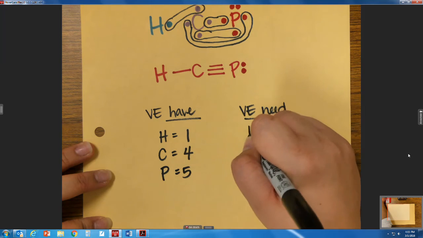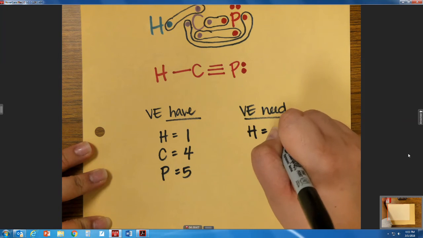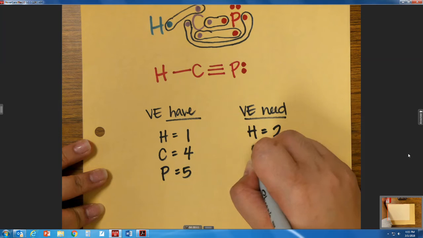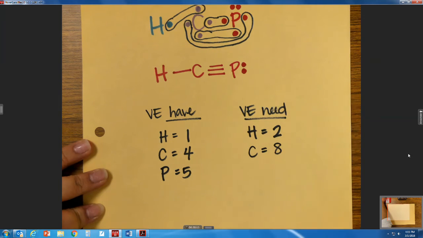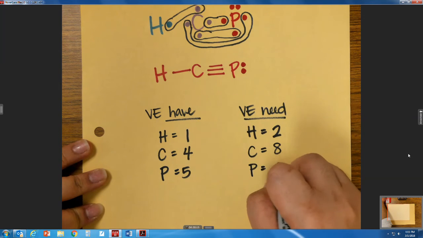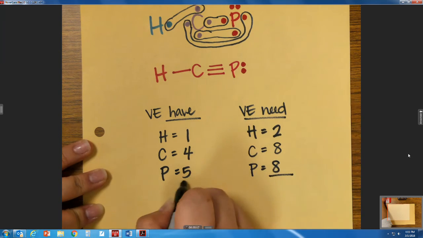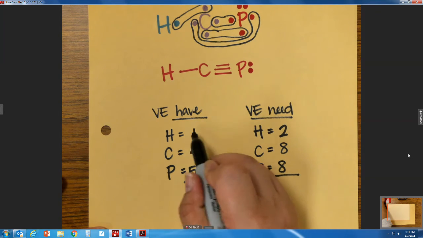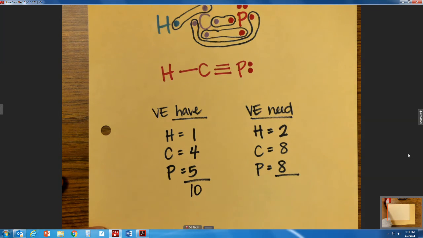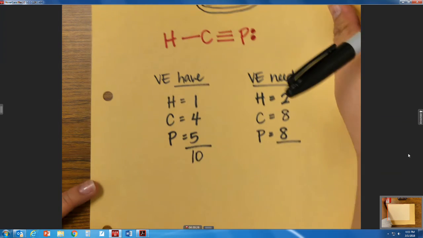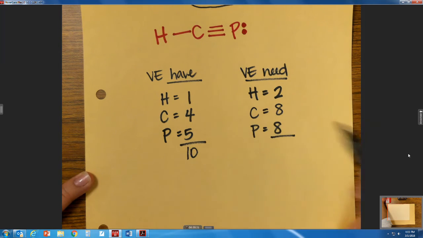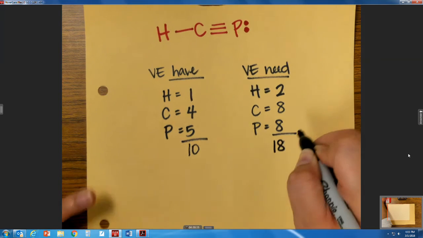Okay, now how many do we need? Hydrogen needs 2 to have a full valence shell. Carbon needs 8. And then phosphorus also needs 8. So when we add all that up, 5 plus 4 plus 1, that's 10 valence electrons that we have. And then how many valence electrons do we need? 8 plus 8 is 16, plus another 2 is 18.